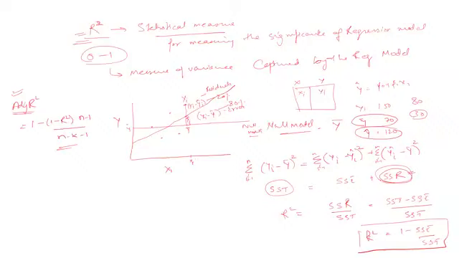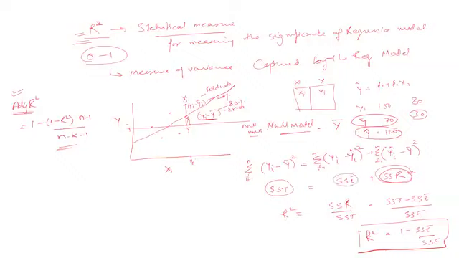Now, to find out how good your model is, you have to understand the ratio of this particular component of your total error compared to the total error. That is nothing but SSR divided by SST. If it is high, that means this component is less and this component is more.